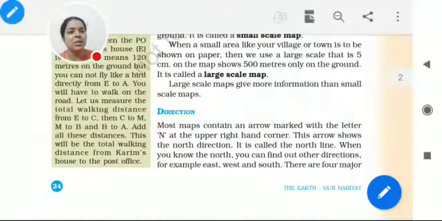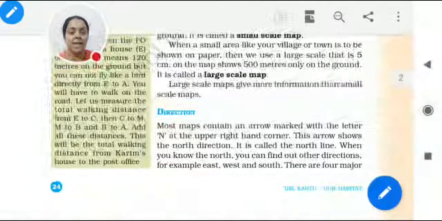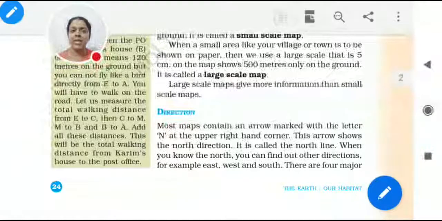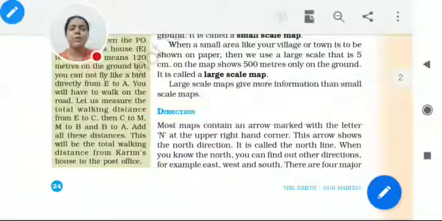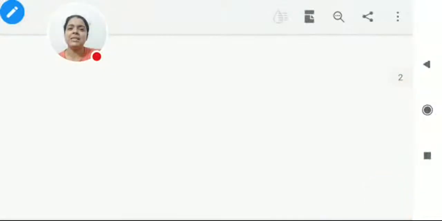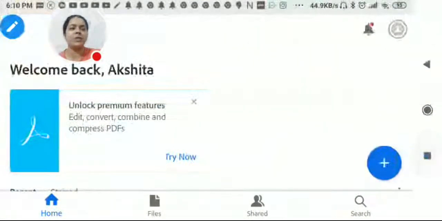These main directions are basically called the cardinal directions. The four major directions are known as cardinal directions. After that, do we have any others? Let me tell you which are the four major directions. Just hold on, I think I missed something.